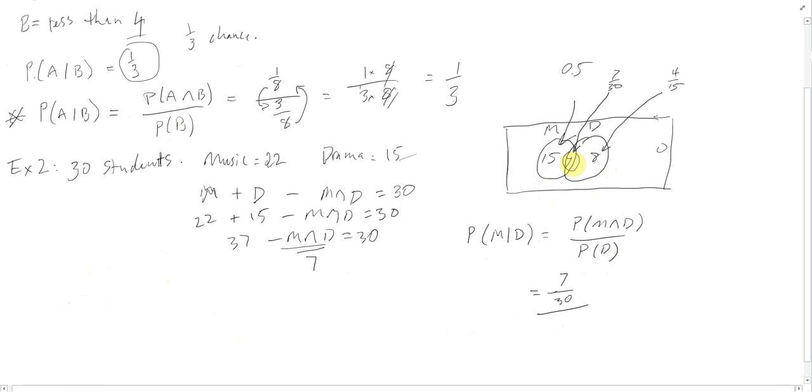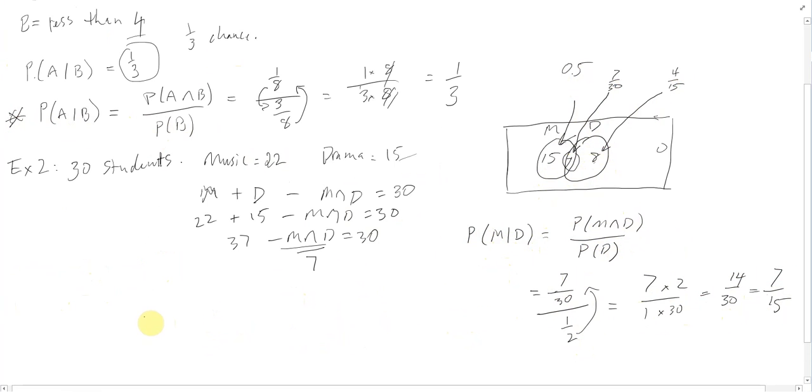Well, that's 7 plus 8, so that's 7 plus 8 is 15. So 15 over 30 gives 1/2. So 7 stays at the top. This 2 jumps up. 1 stays at the bottom. 30 drops down. 14 on 30, which is the same as 7 on 15. So there we go, that's the probability that they do music given that they already do drama. So there we go, that's essentially conditional probability.